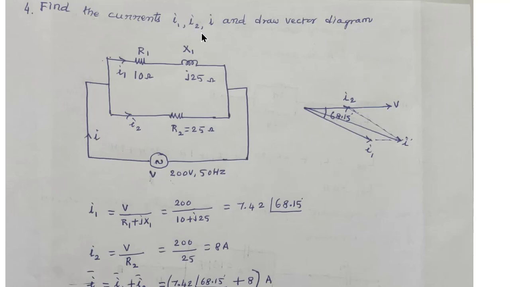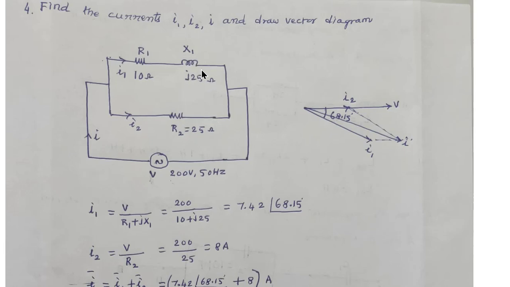So let us see here: find the currents I1, I2 and the applied or supplied current I, and draw the vector diagram for the following circuit like this. Here the applied voltage is a 200 volts AC supply and the frequency is 50 Hz. And here this is the resistor R2, 25 ohms, connected in parallel with R1 and X1, which are connected in series like this. Let us assume the current flowing in R1, X1 is I1, the current flowing in R2 is I2, and the current supplied by the voltage source is I.